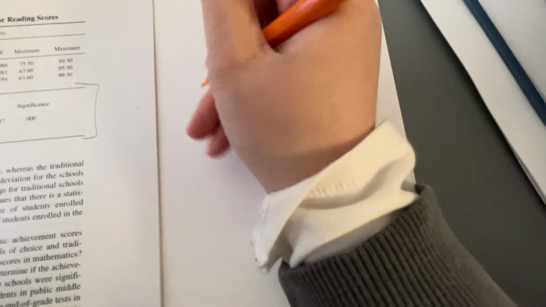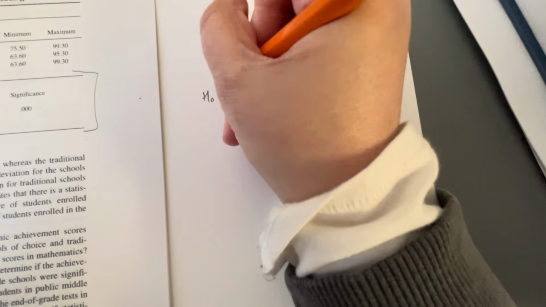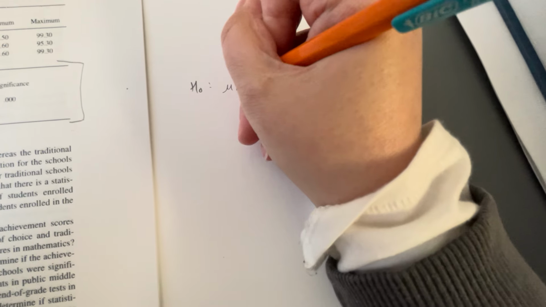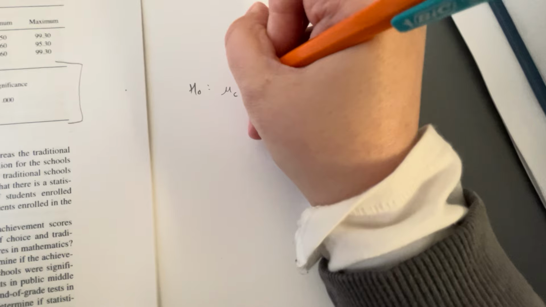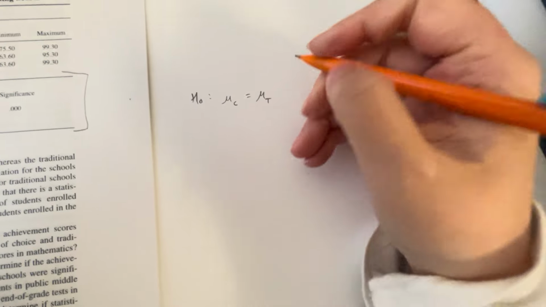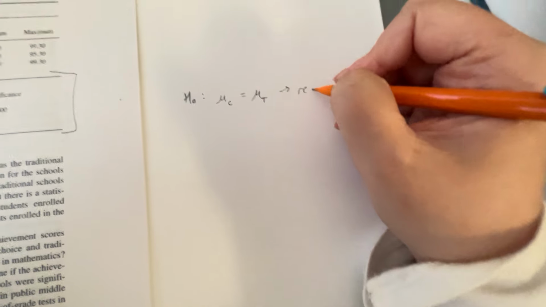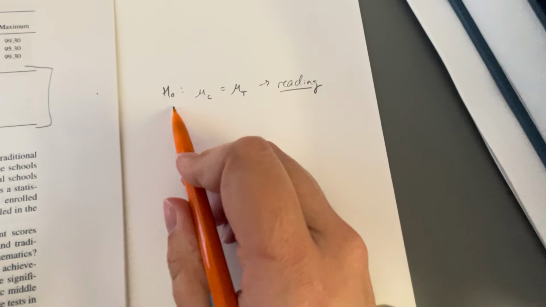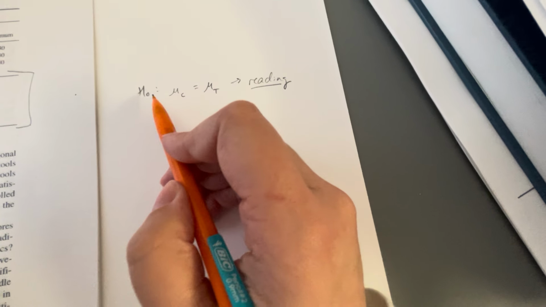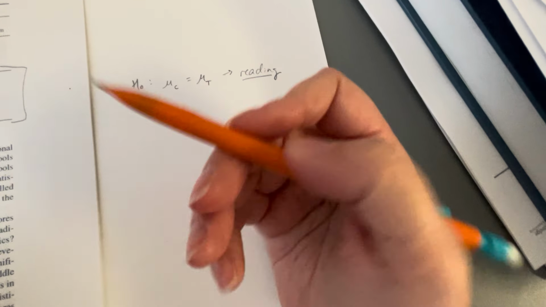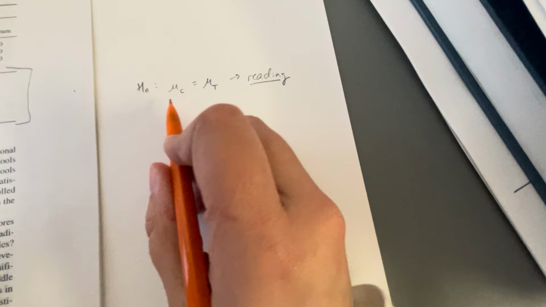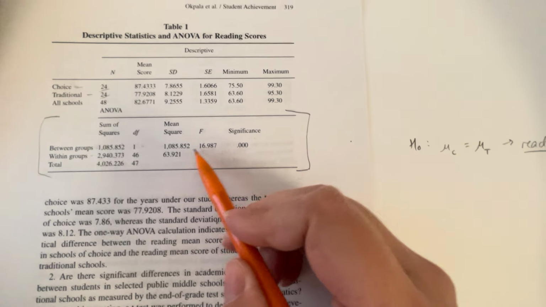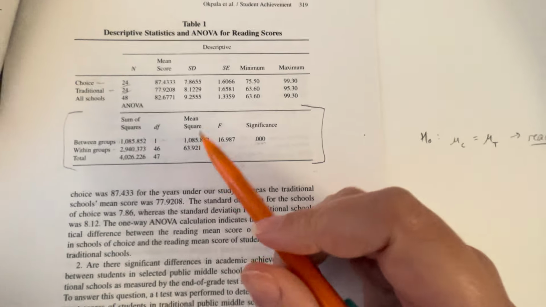Remember in ANOVA, our null hypothesis, and we'll make this specific to this study, is that the average scores, we're going to use C for choice and T for traditional, the average reading scores of these two groups of schools are the same. That is our null hypothesis, and we're working to see if that is a claim that we can say or not. This is the reason why we get this F statistic here and then a significance afterwards.